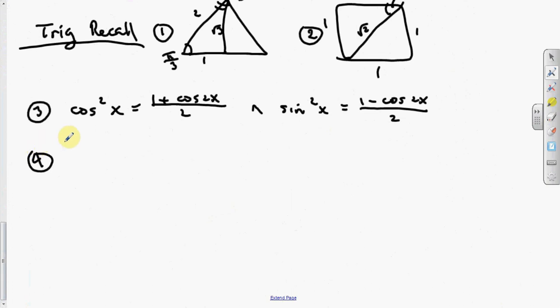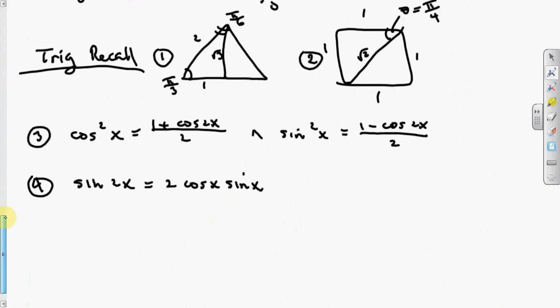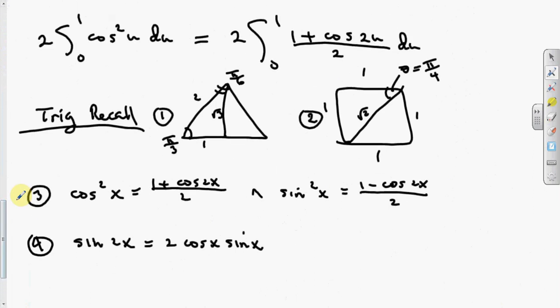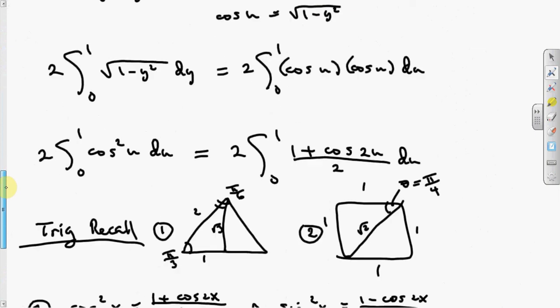The fourth thing is sine 2x is equal to 2 times cosine x sine x. In terms of memorization, those are the 4 things that I've just remembered, and if you keep those, then you're good to go with all of calculus 3, even differential equations. Let me finish this problem, just half of it.